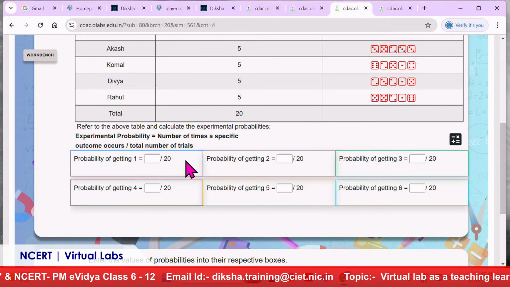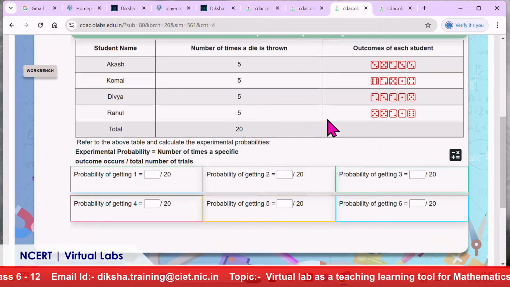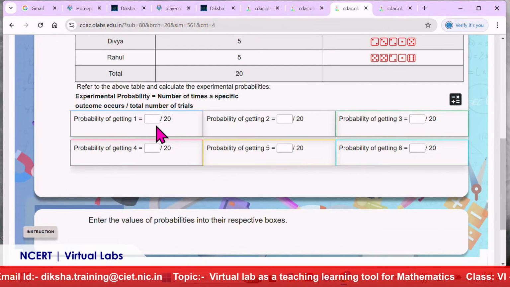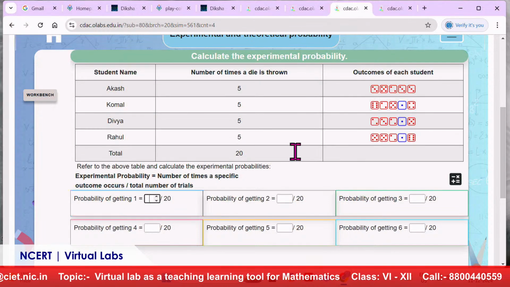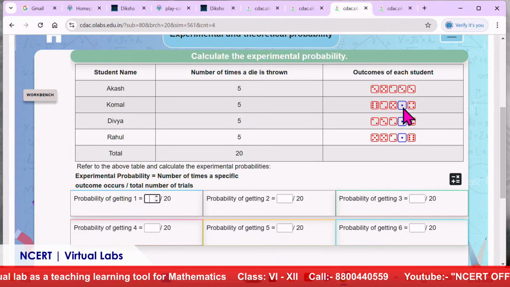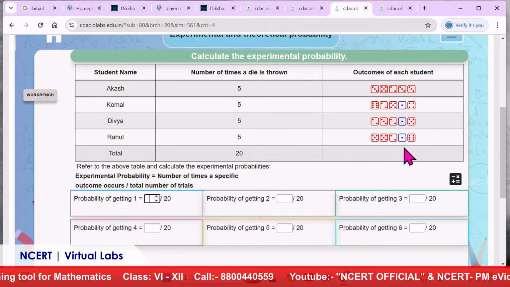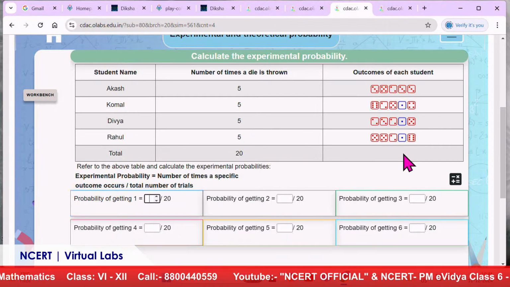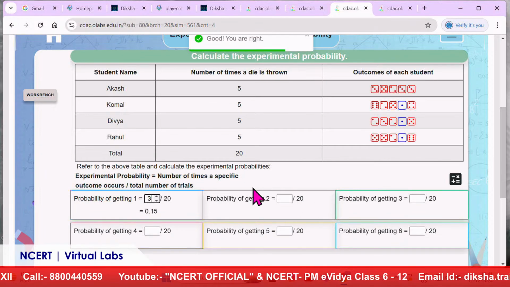The experimental probability is the number of times a specific outcome occurs divided by the total number of trials. So, the probability of getting 1. When we click on probability of getting 1, you can see the die showing the number 1 appear. How many times are we getting 1? Well, 3 times here. So we can give our response here: 3 times.